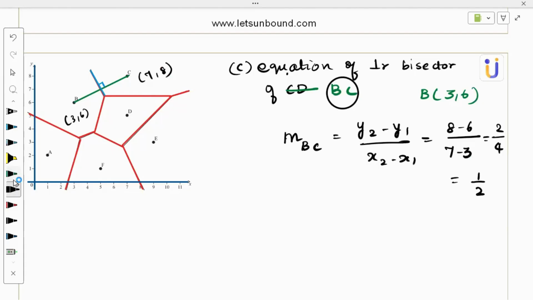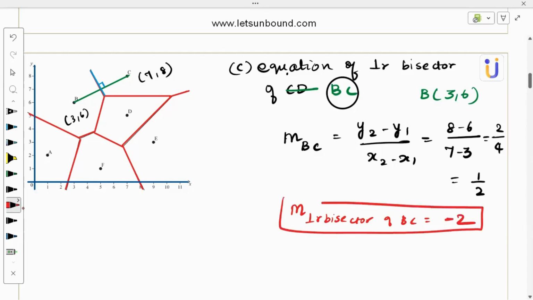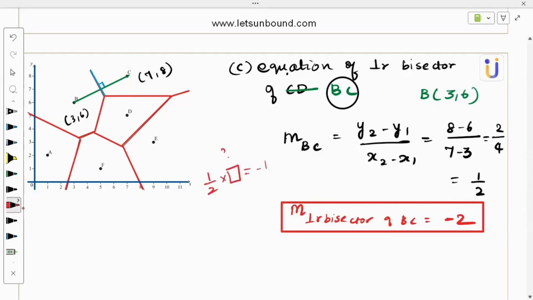So for BC, this is the slope. For the perpendicular bisector, what is the slope? You might have learnt that the slope of the perpendicular bisector of BC will be the negative reciprocal of the slope of BC. So the negative reciprocal is -2. Otherwise, you might have learned that if two lines are perpendicular, the product of their slopes is -1. You can apply that too. BC and the line I'm going to find are perpendicular, so 1/2 times -2 will give you -1. That is the required line slope, -2.